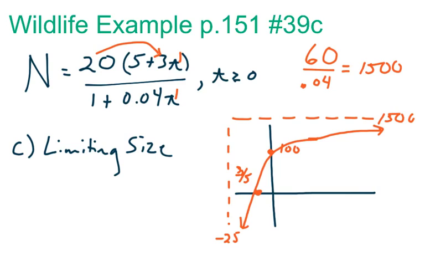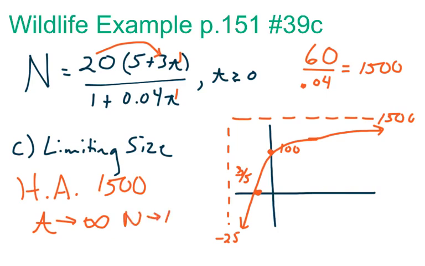So the point behind this problem is to realize that the horizontal asymptote is what's providing our answer, that is our limiting size of 1,500 in this herd population. So as time increases, that is, as time goes to infinity, we know that the herd is going to approach 1,500.